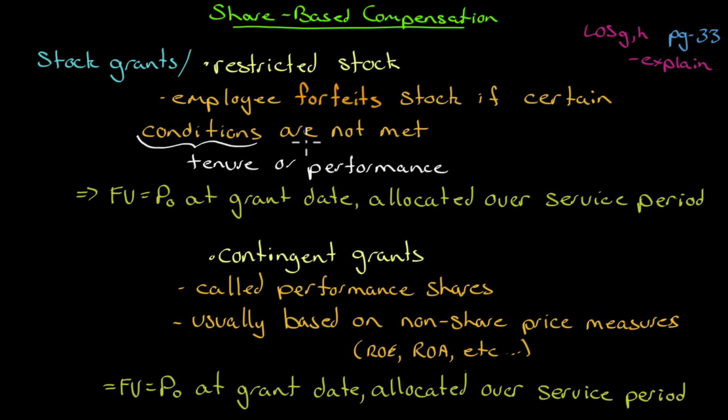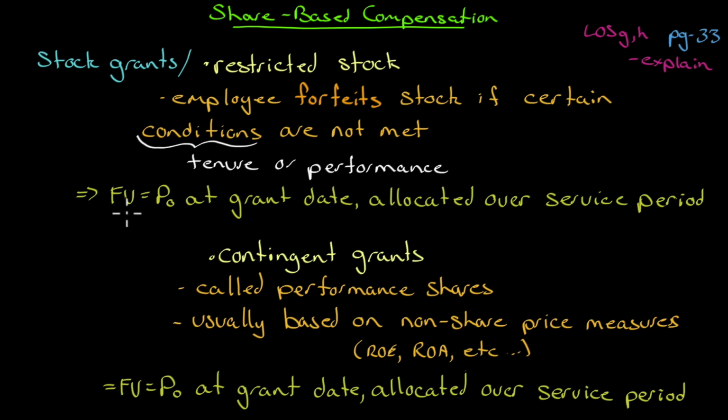Here's the time in which they have to be met. So that's why they're called restricted. If those conditions are not met, you don't get them. And those conditions could be based on tenure, so many years, vesting, or performance. Certain measures need to be reached. How do we account for this?